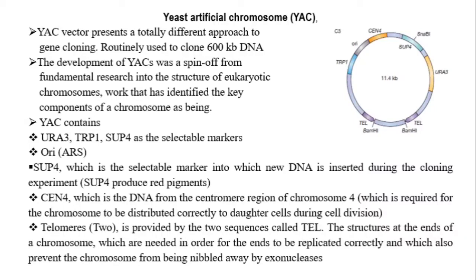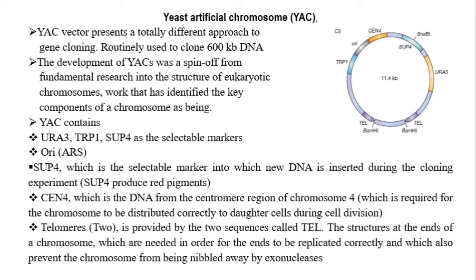This YAC vector presents a totally different approach to gene cloning, and it helps to clone around 600 kb of foreign DNA. The YAC vector was developed as a derivative of the study of eukaryotic chromosome structure.